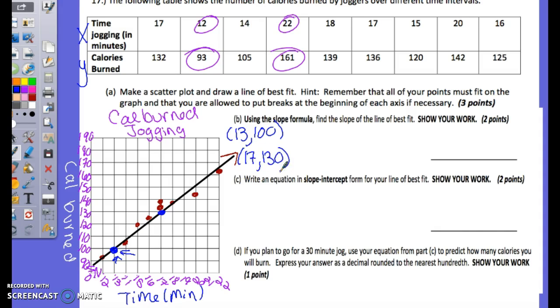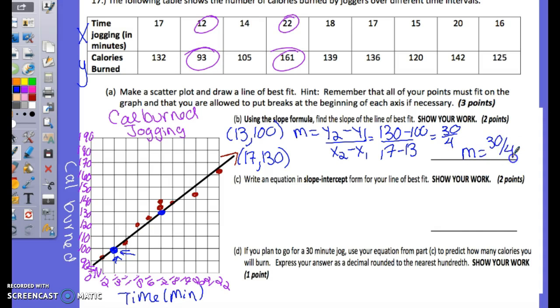So I'm going to go ahead and use my slope formula. m equals y2 minus y1 over x2 minus x1. And yours might be a tiny bit different. So you have 130 minus 100 over 17 minus 13. So I got 30 over 4. So my slope equaled 30 over 4.